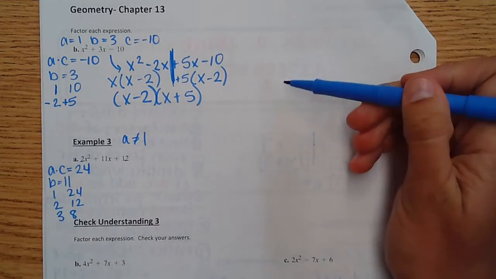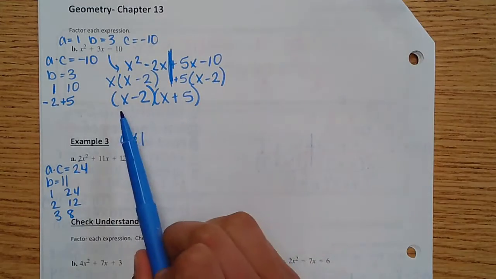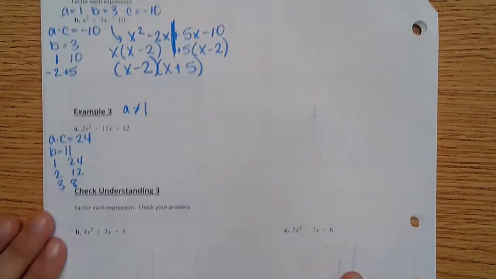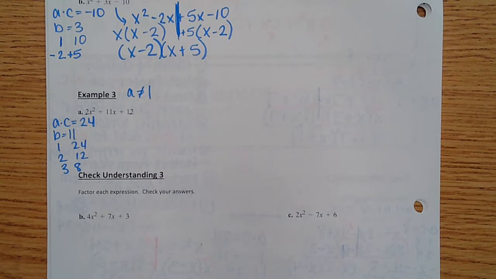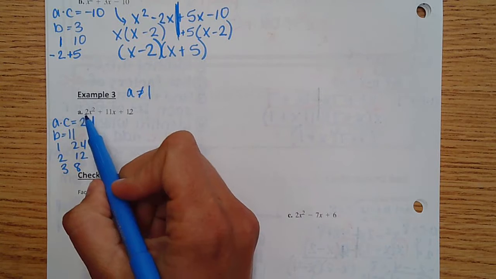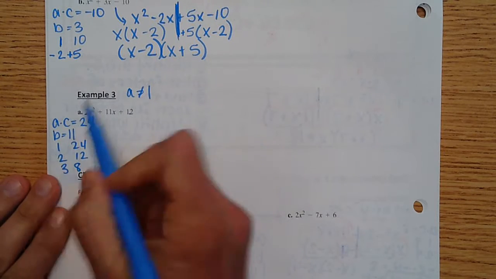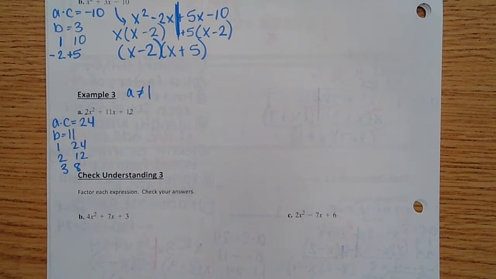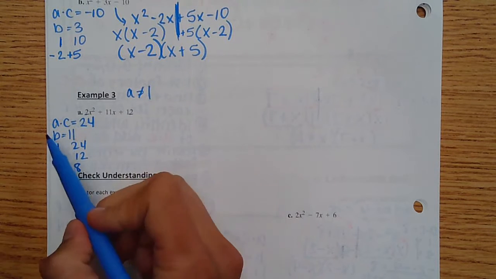So I just did this problem. If you want to do this as a warm up, we end up with x minus 2 and x plus 5. So what changes today is we're not going to have a equal to 1 all the time. In this case, we have a equals 2. So we do the same exact problems. These will be the same problem. You'll just see that the answers will look a little different.